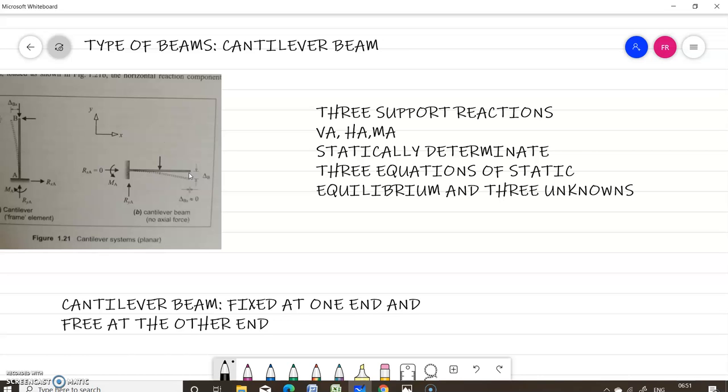So we can apply the equations of static equilibrium to find out the unknown forces and the internal reactions of the beam. So a cantilever beam is statically determinate because we can find out all the internal reactions and the external reactions, internal force resultant and also the support reactions, by using the three equations of equilibrium.